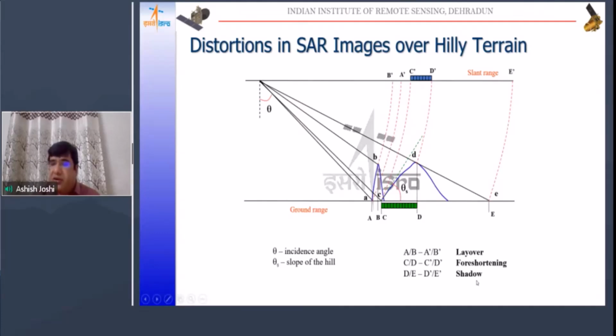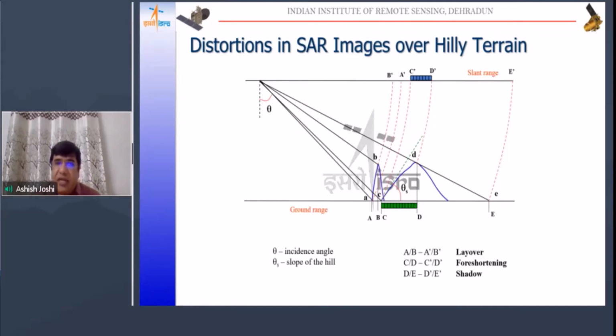Shadow is where we have not got any energy. This DE represents the shadow part, so we have no energy in this part. So we have the layover effect here, the foreshortening effect here, and the shadow effect in this way. These are the three basic geometrical distortions of the SAR image.